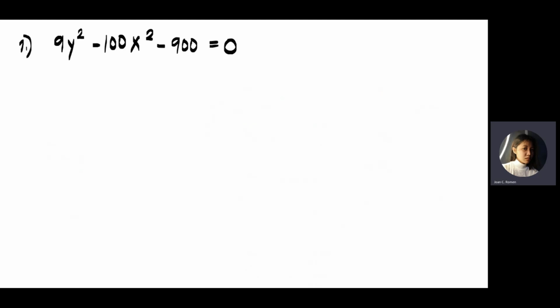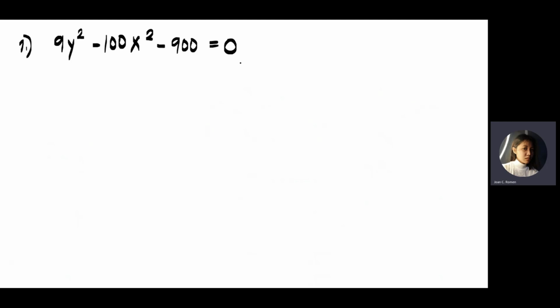So let's have example number 1. So for example number 1, 9y squared minus 100x squared minus 900 is equal to 0. So to transform this general form, so obviously this is in general form. Bakit? 0 lang po kasi yung nasa right hand side. So ito ay nasa general form.